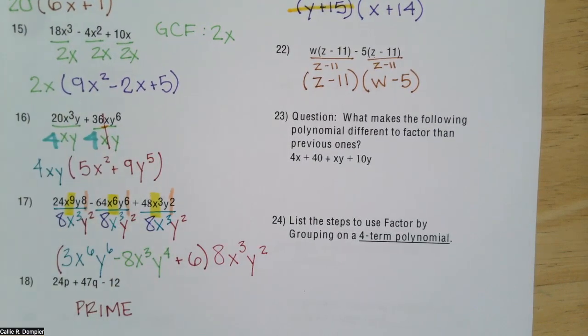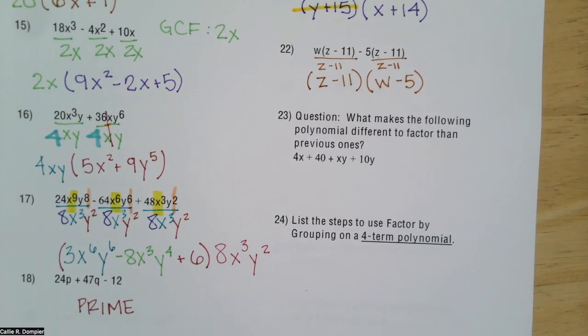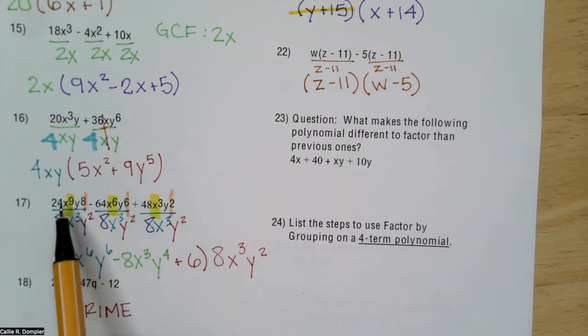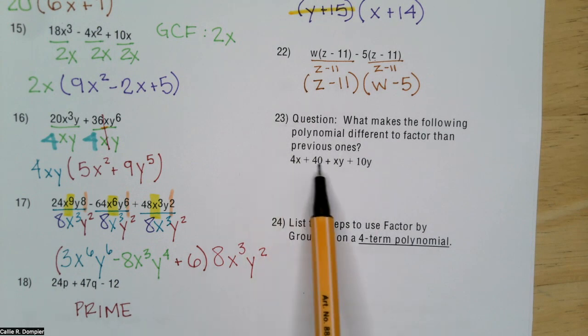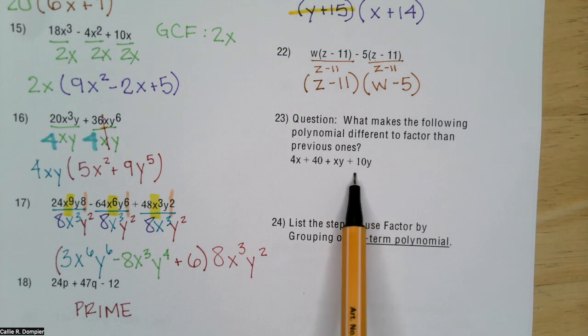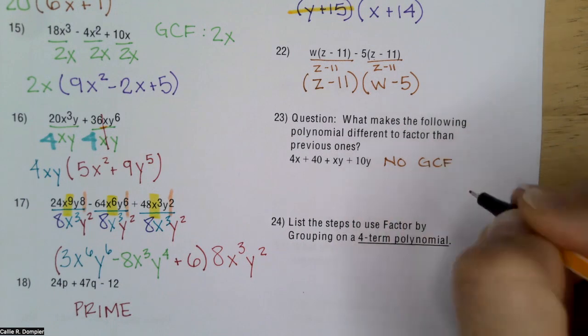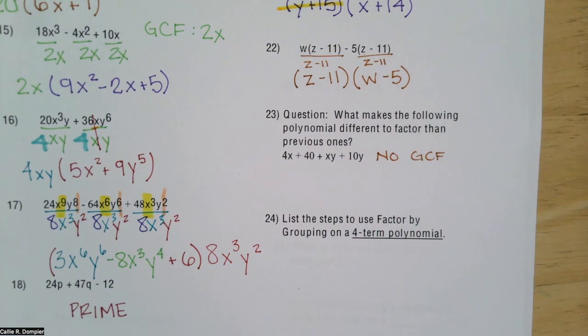All right. So we already looked at 23 way back at the introduction, but we have been dividing out greatest common factors of 2, 3 terms. This one's 4 terms, but that's not what makes it different. We have 4x plus 40 plus xy plus 10y. What makes it different is there is no greatest common factor. So if there's no greatest common factor, but you do have 4 terms, we use factor by grouping, okay?